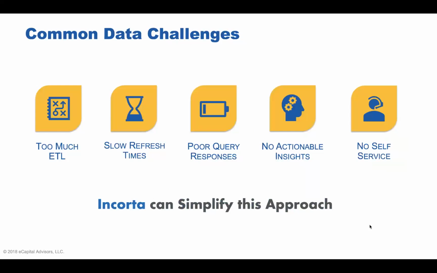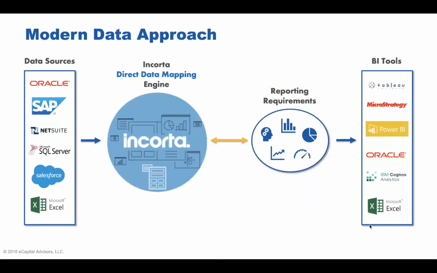So based on those 5 common data challenges, how can we attack these in a different way, right? Well, Incorta can definitely simplify this approach. So to give you some contrast here, let's look at more of a modern data approach. So we still have the same type of source systems, and we're going to ingest data from multiple sources into Incorta and use Incorta as a true data hub, right? But one thing that we're going to do in Incorta is we're going to leverage our direct data mapping engine, and that's really the game changer from an Incorta standpoint. And I'll get to that in the next slide to give you some background on that, because that to me is what got me excited about Incorta.